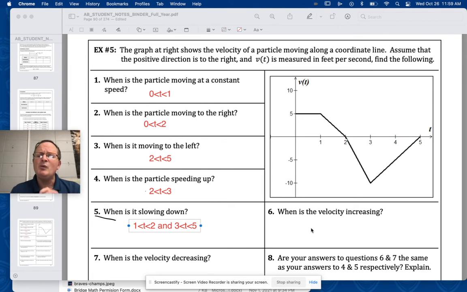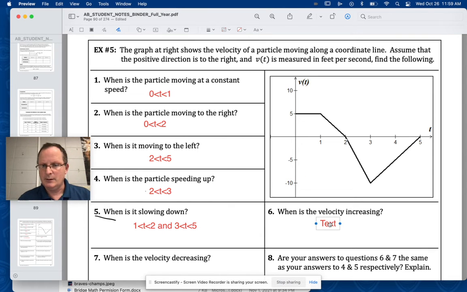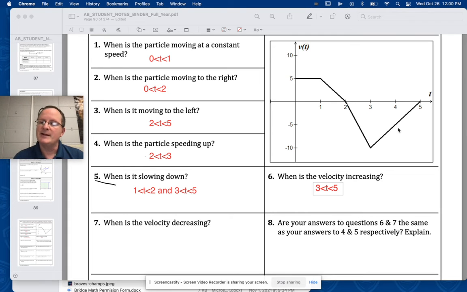All right, number 6. When is the velocity increasing? When is the slope positive, because that's acceleration? That's going to be from 3 to 5. All it's asking there is when is the slope of the velocity curve positive, because that means your velocities are increasing in value.